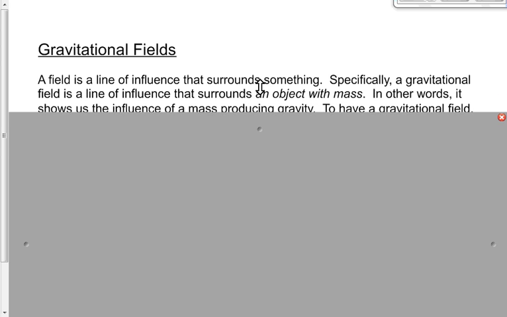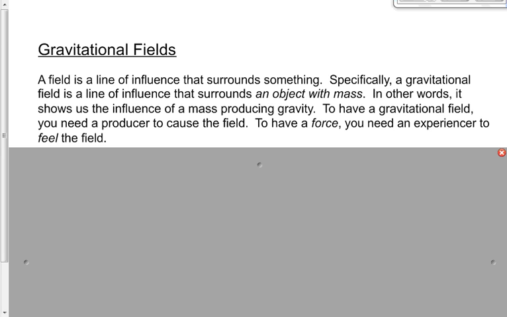In general, a field is a line of influence that surrounds something. A gravitational field is a line of influence that surrounds something with mass. It shows us the influence of gravity, whether or not there is something there to be influenced. So again, we go back to the Earth and the board marker. Just because we take the board marker away doesn't mean that the potential influence of gravity is gone. It's just not influencing anything right now.